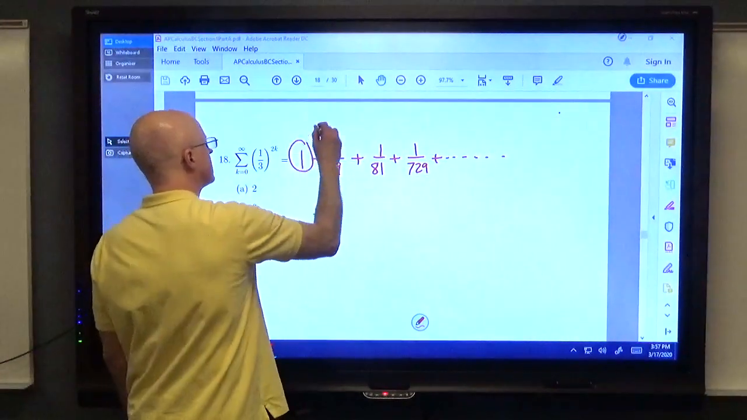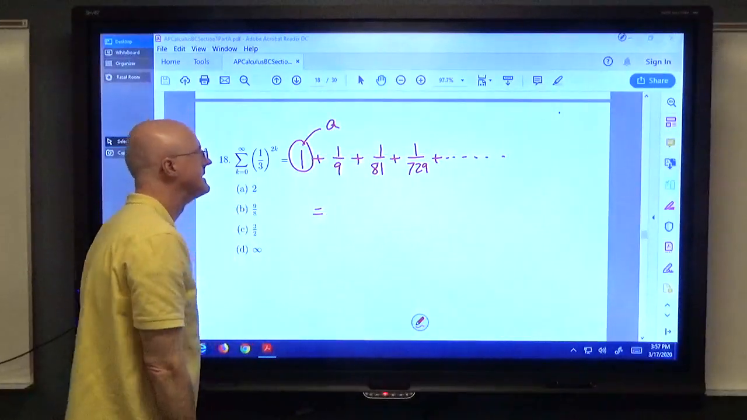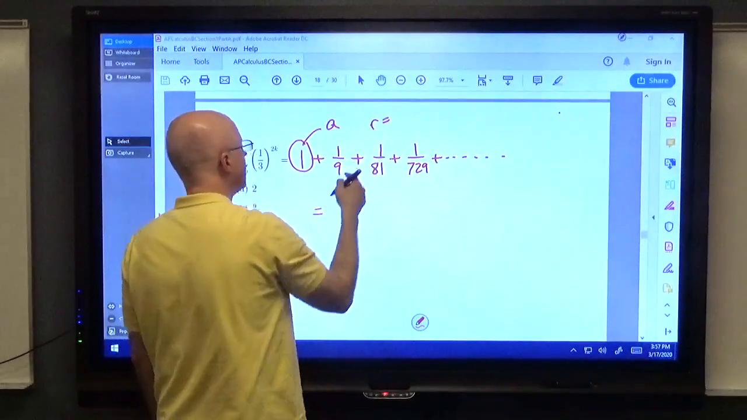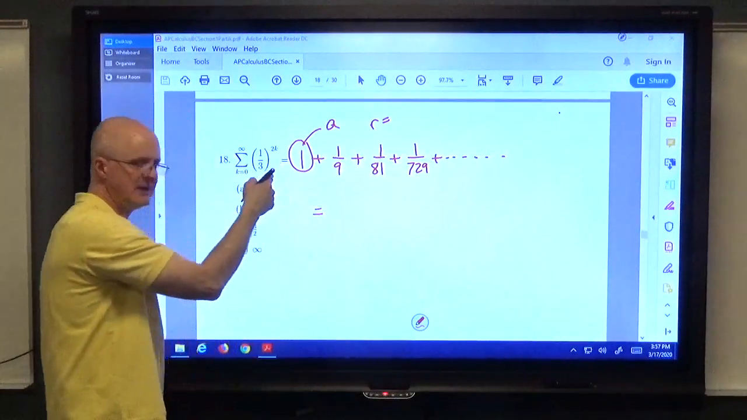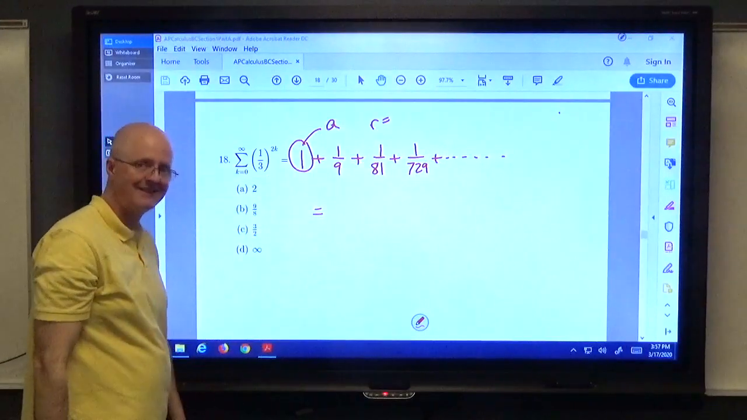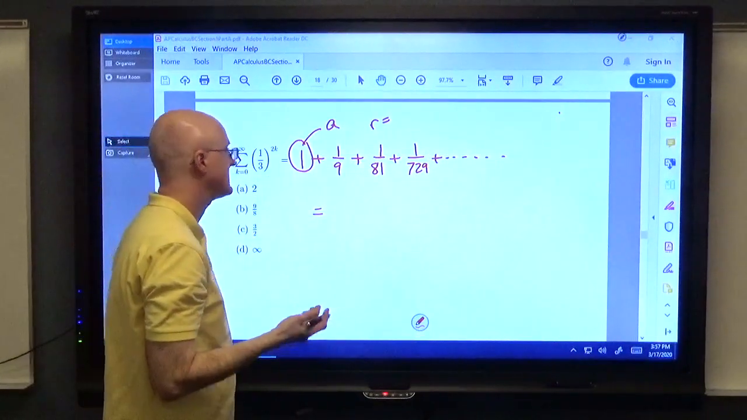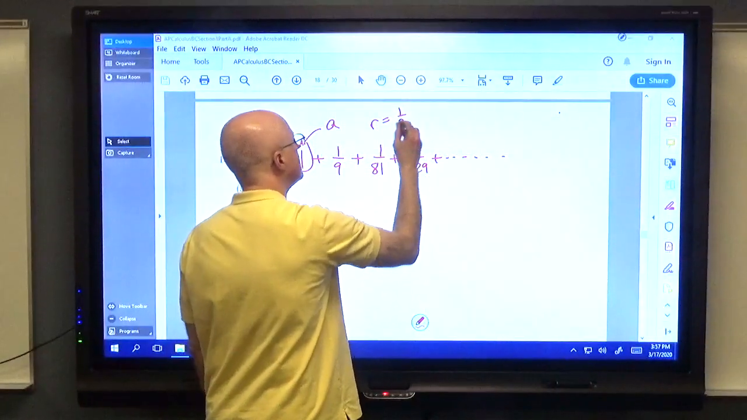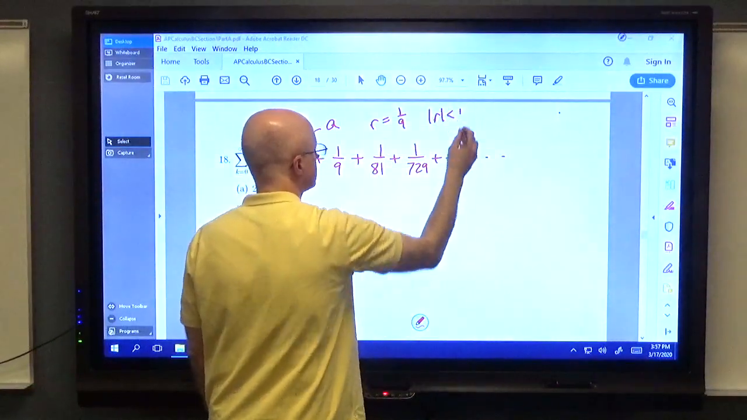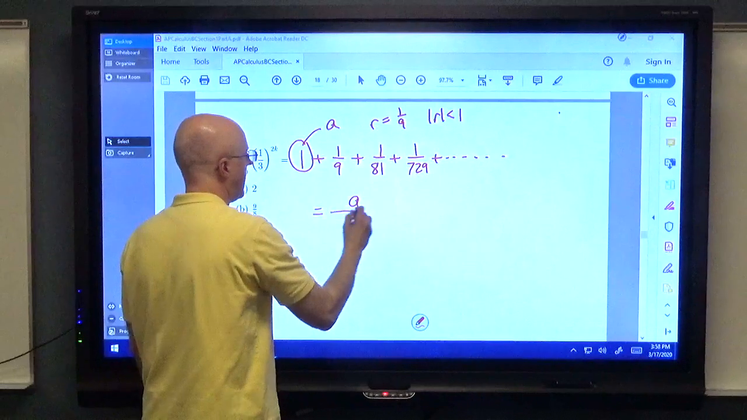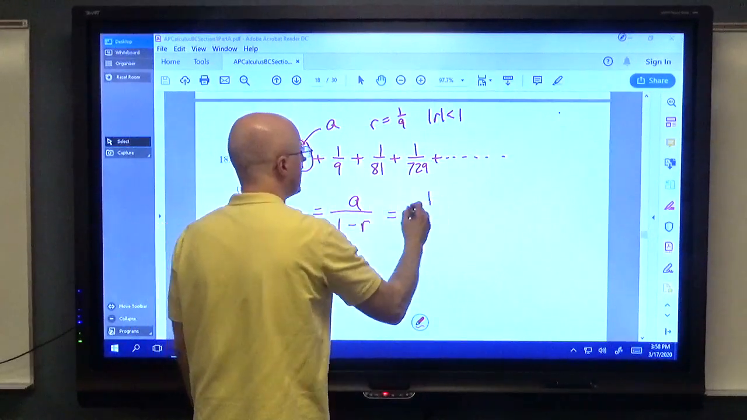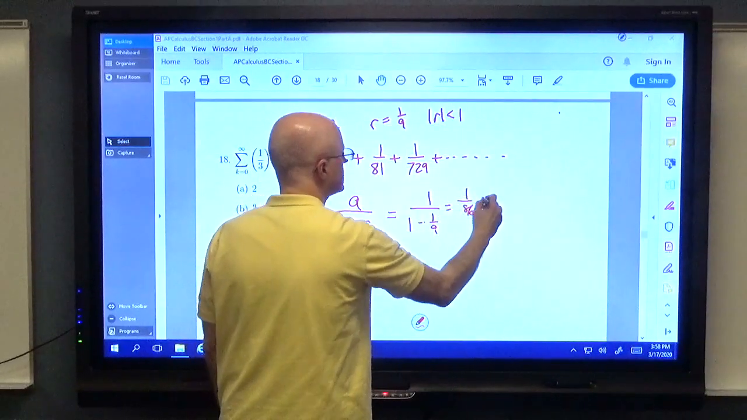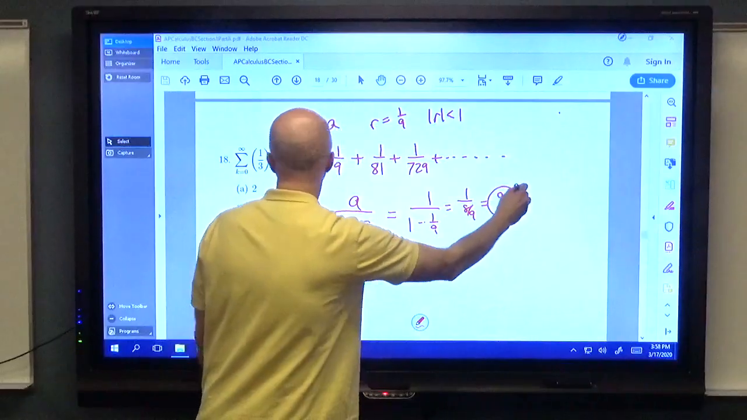The first term, which is commonly called A, is the leading term. What is the common ratio? Take any one of these numbers except the first and divide by the preceding one. You always get 1/9. Conversely, multiply any term by 1/9 to get the next term. R is 1/9, which does have an absolute value less than 1. This series does converge. And the answer is A over 1 minus R. So 1 over 1 minus 1/9. So 1 over 8/9, which is 9/8. That's the answer, choice B.